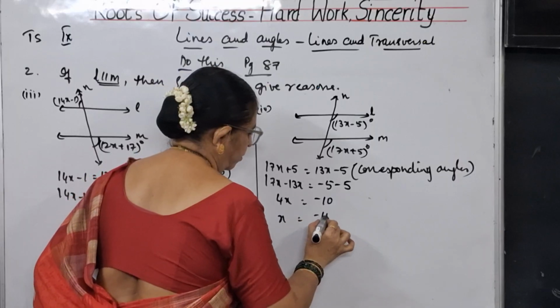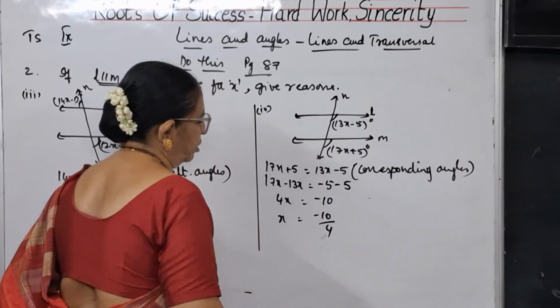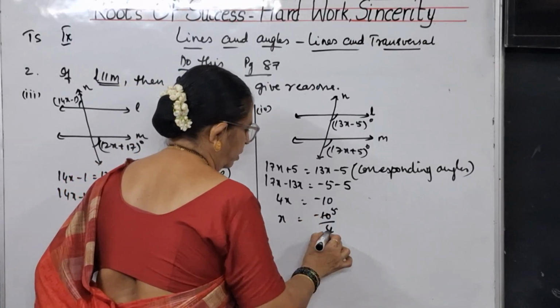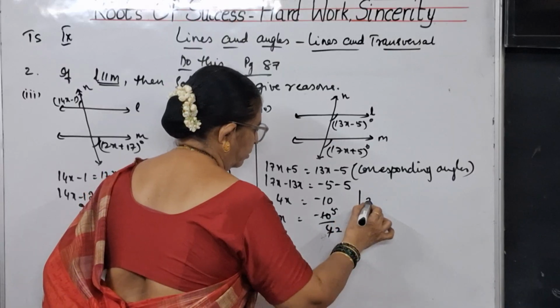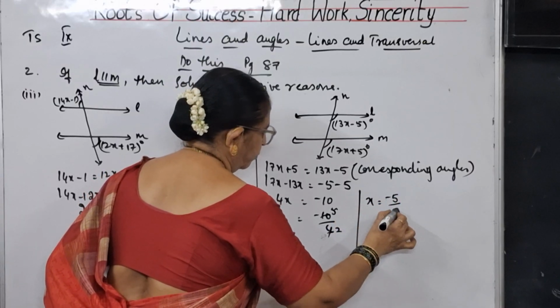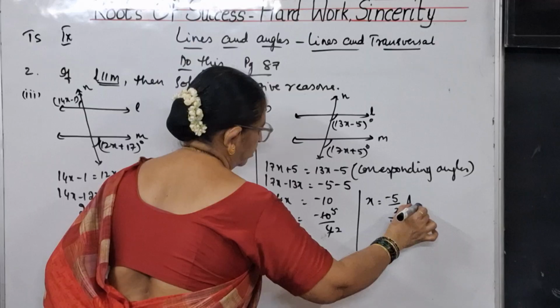What is x? Minus 10 by 4. That means 2 fives are 10, 2 twos are 4. So x is equal to minus 5 by 2 is the answer.